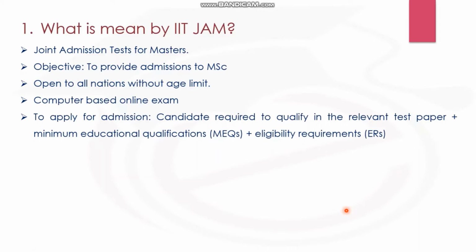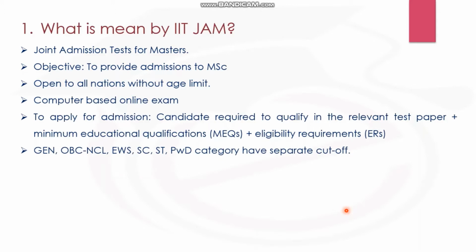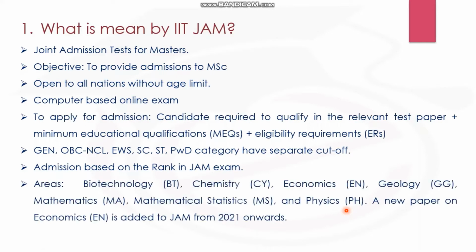For admission, you should qualify the test paper or the entrance exam, and you should have a minimum educational qualification. Also, some eligibility requirements are there that we will discuss later. General, OBC non-creamy layer, EWS, SC/ST, PwD categories have separate cutoffs, and admission is completely based on rank in the JAM exam. The main areas in which this exam is conducted: biotechnology, chemistry, economics, geology, mathematics, mathematical statistics, physics, and economics is recently added.